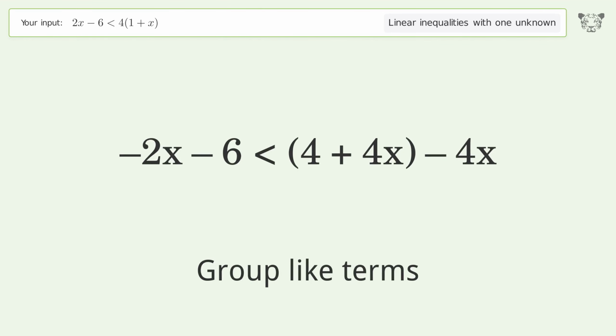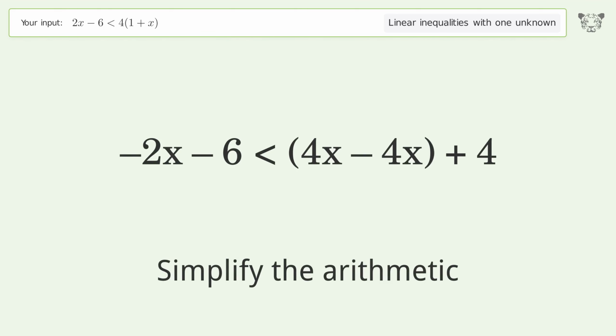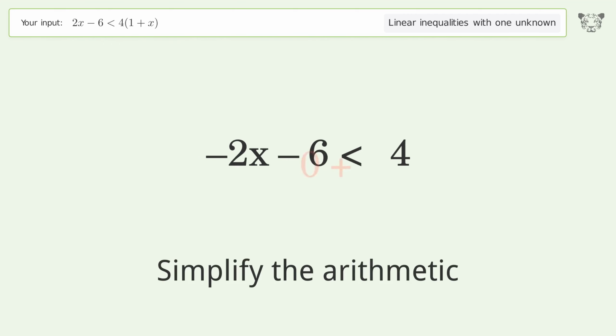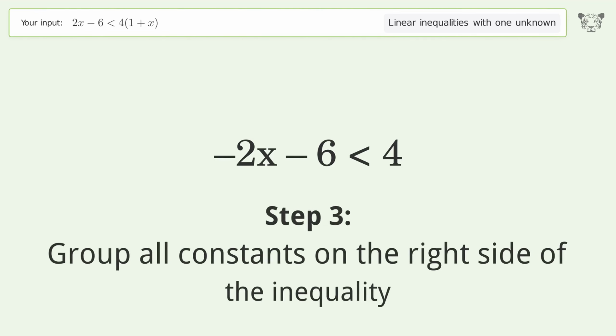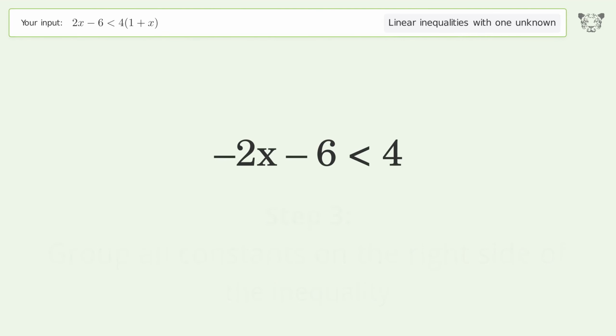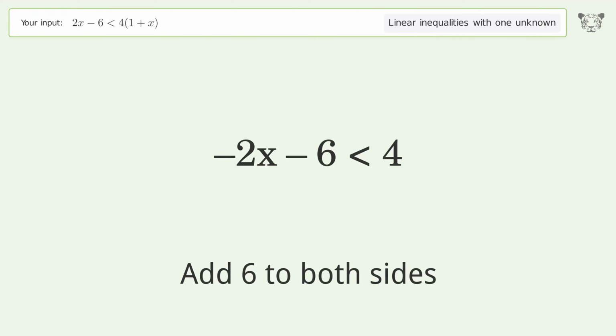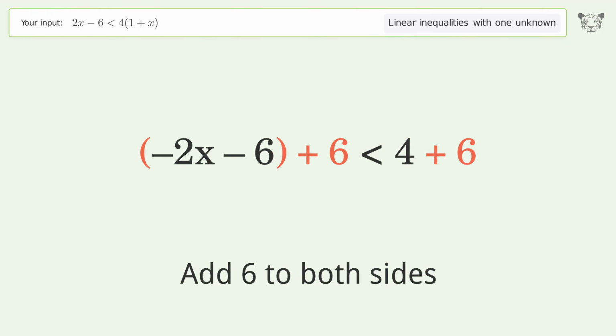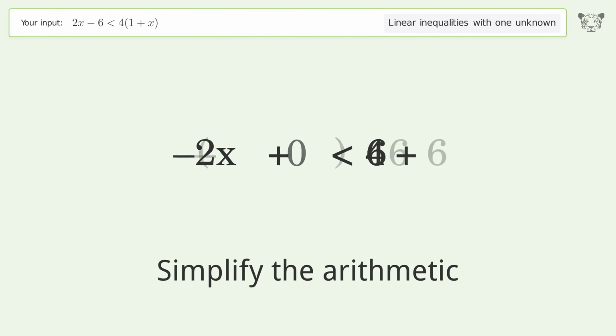Group like terms. Simplify the arithmetic. Group all constants on the right side of the inequality. Add 6 to both sides. Simplify the arithmetic.